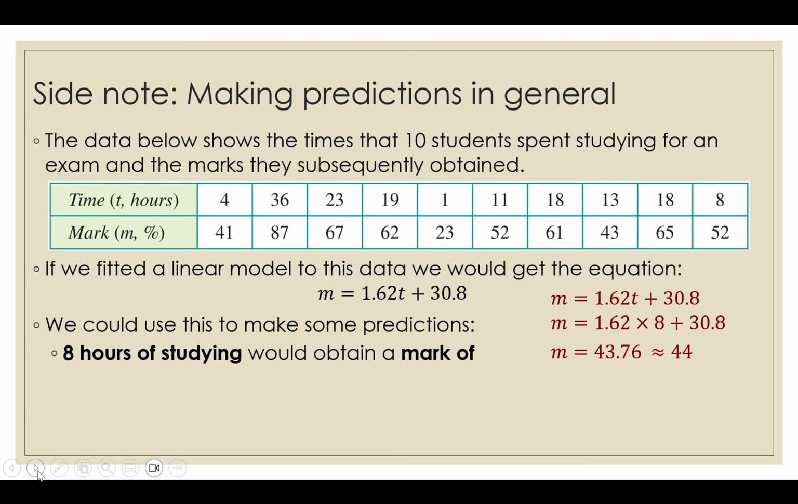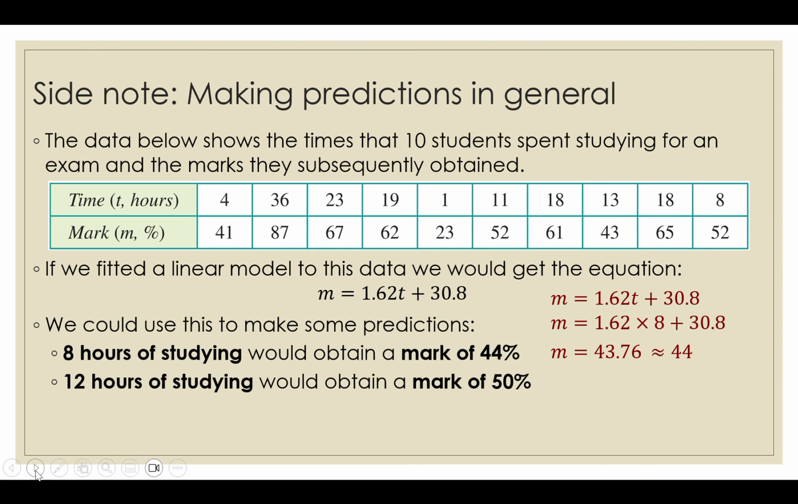Because all the numbers are rounded to whole numbers, maybe it'd be okay to round to 44% there. 12 hours of studying would obtain a mark of 50, etc. We have limitations here. 80 hours of studying would obtain a mark of 160%, but obviously we know that's theoretically not possible.